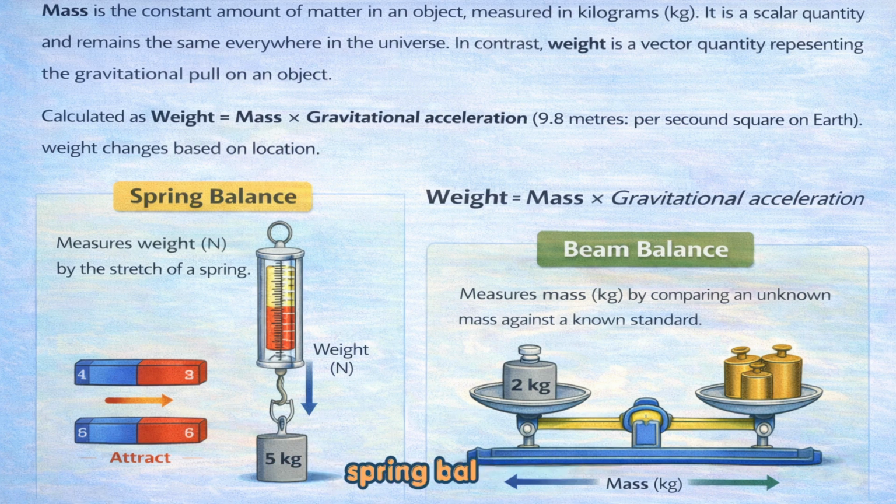Measurement tools. A spring balance measures weight, in newtons, by the stretch of a spring. A beam balance measures mass, in kilograms, by comparing an unknown mass against a known standard.